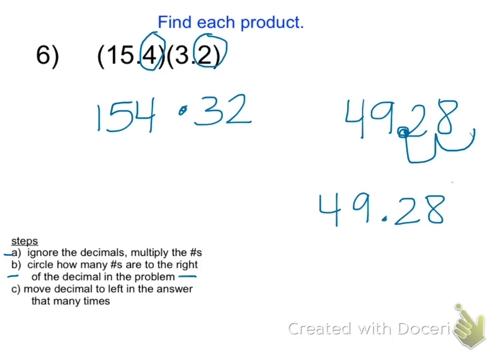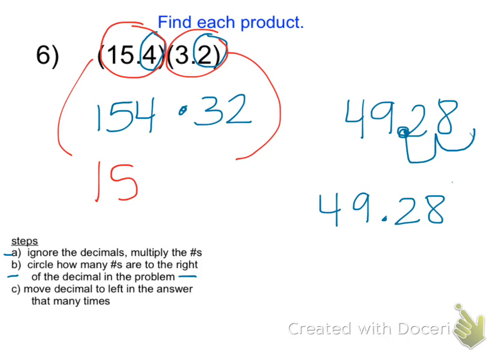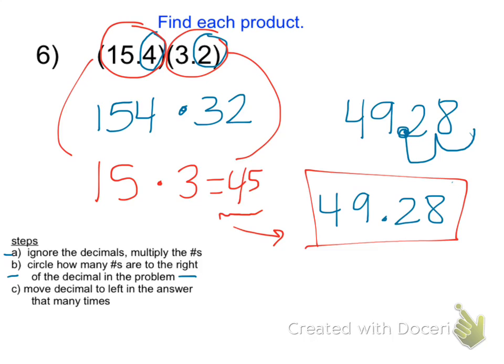Let's just quickly check if we were to estimate. I would round 15.4 to 15. I'd round 3.2 to 3. And 15 times 3 is 45. So this is just my estimate, and it's actually very close. So I would be fine with that.